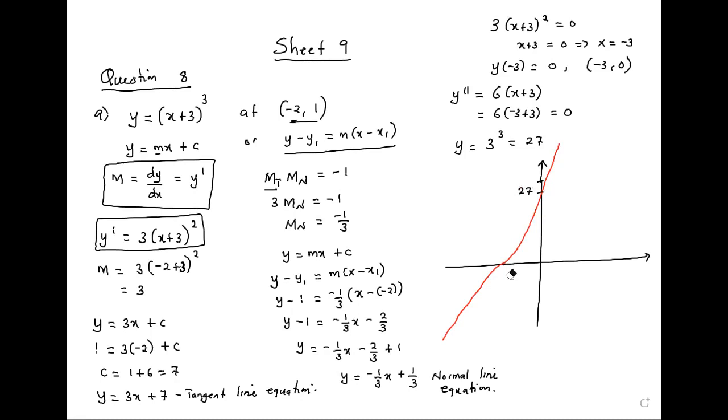So this is -3. Then at -2, I just want a point, say here. The tangent will touch this. And it's supposed to be, no, tangent touches once. That's why I'm having trouble sketching this thing.